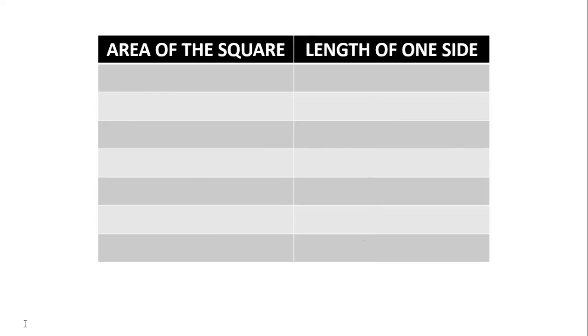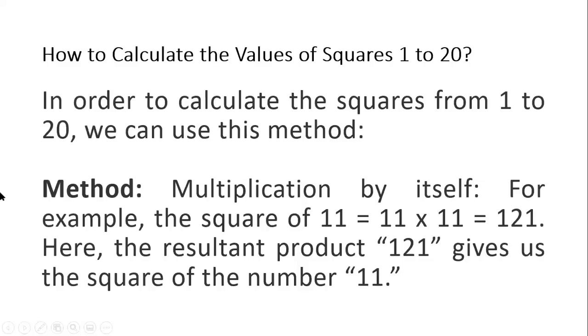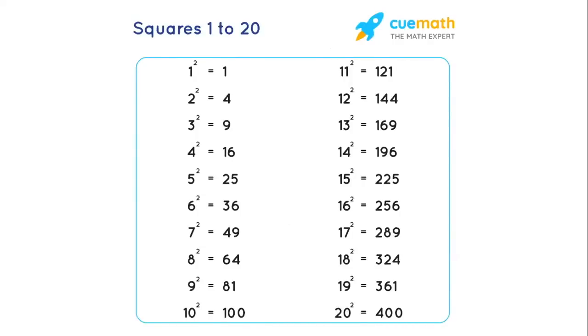So where are those? Okay, this is what I was telling you a while ago. To calculate the values of the squares of 1 to 20, you may multiply each number by itself. For example, the square of 11 is 11 times 11, so you'll get a perfect square of 121. It gives you the square of the number 11. Here are the rest of the perfect squares.